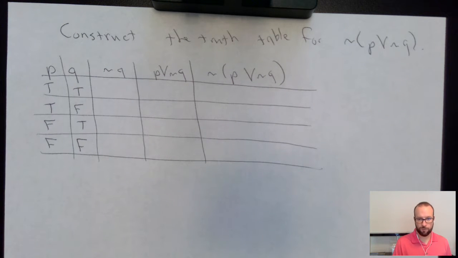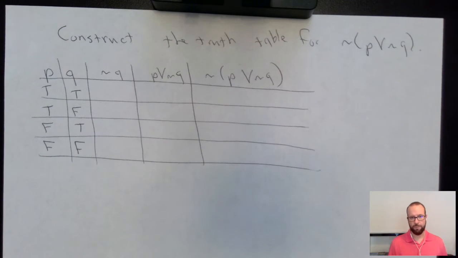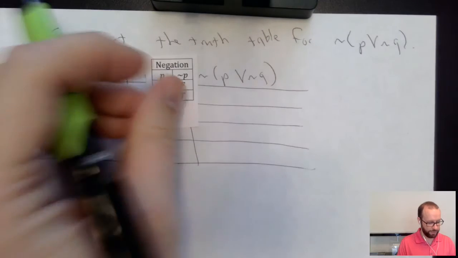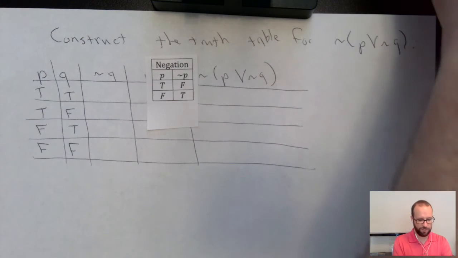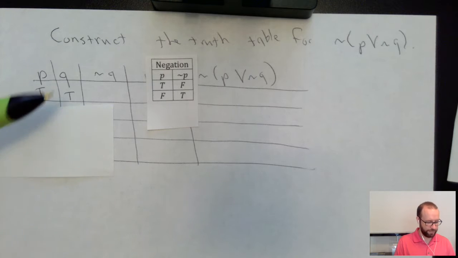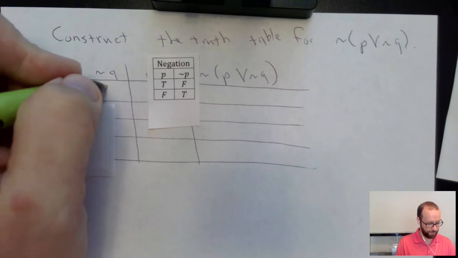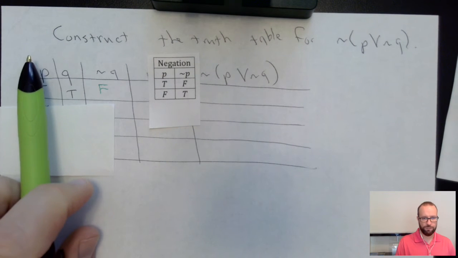Okay, first step. I'm going to fill in the values here under not Q. I like filling in my values a column at a time. It makes the most sense to me, then I'm always looking at the right things. So if I look at this first row and just the first row, I see that Q is true. So in this row, the negation of Q should be false. So I'm going to put an F here. Okay, and that's all I've done.